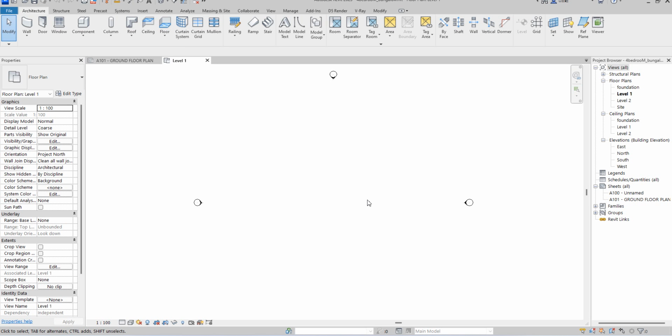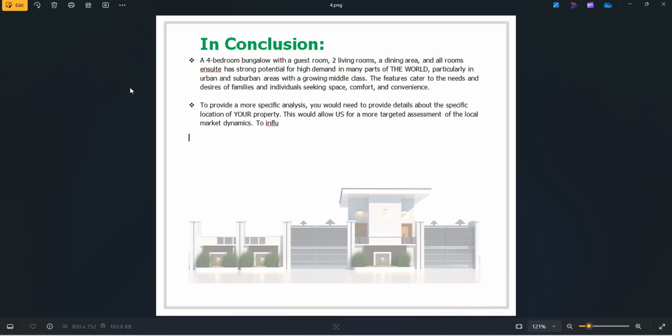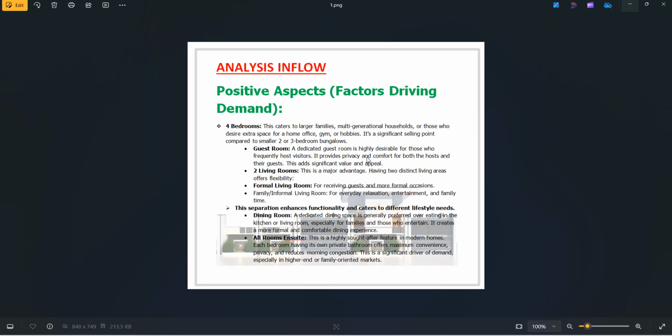So here in this particular tutorial, we are going to design a 4-bedroom bungalow. Before I go into that, I want to tell you that this particular design has never been designed before; I just came upon it to do a little bit of work. Now, what is the function of this 4-bedroom bungalow that we are talking about? This is the analysis of the inflow of this particular design that we're about to do.